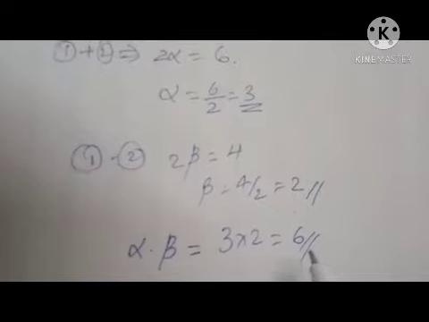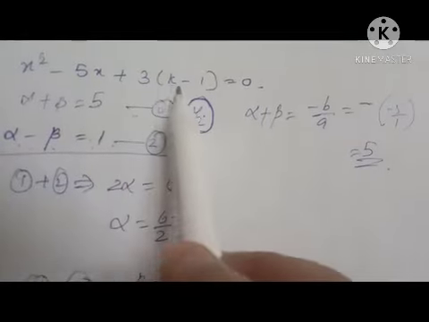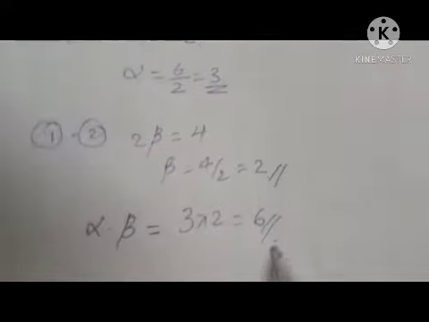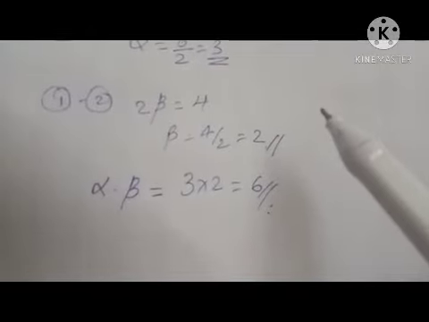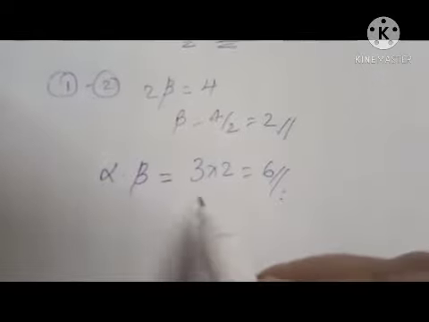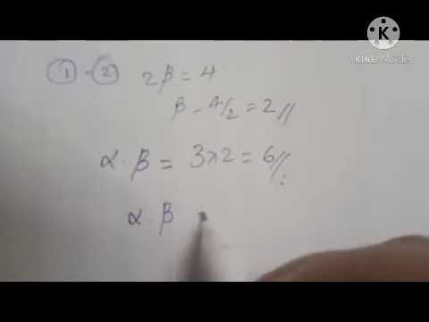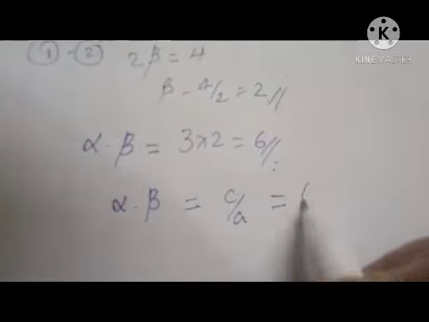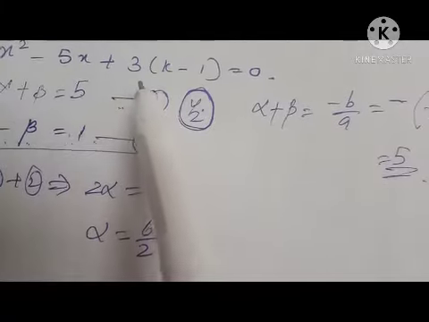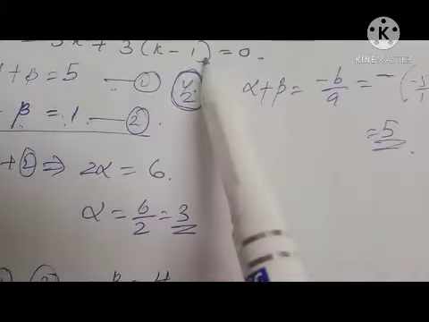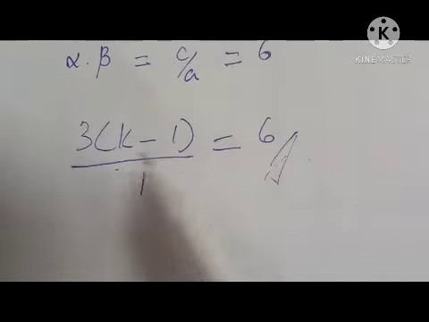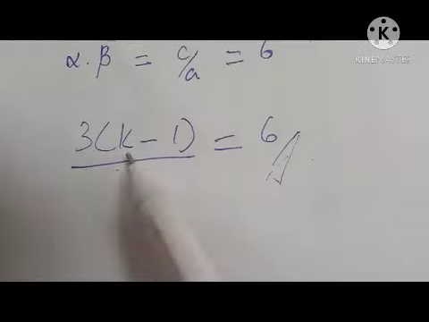Otherwise there is an equation, that is c by a. But in this equation c is not a value, that's why we wrote it as the product of these two values. Then we have to find the value of k. For that we can use the equation, product of zeros alpha beta equals c by a. That is equal to 6. c is the constant term, here it is 3 into k minus 1, which is 1. Then 3 into k minus 1 by 1 equals 6.